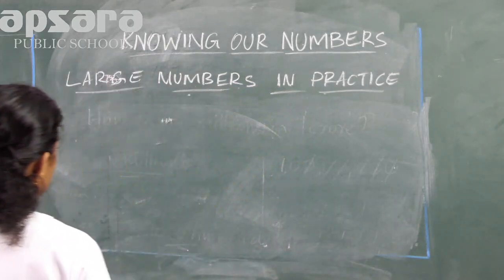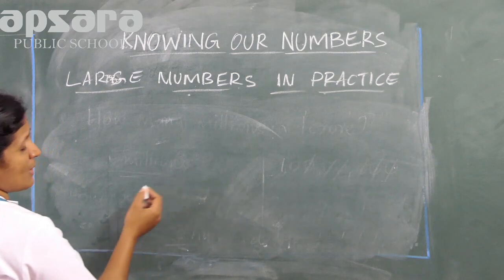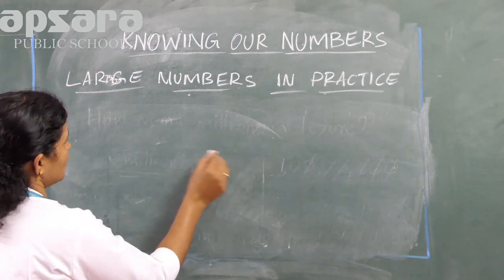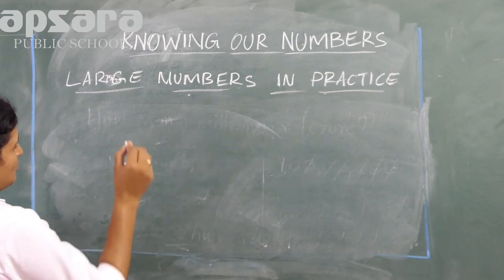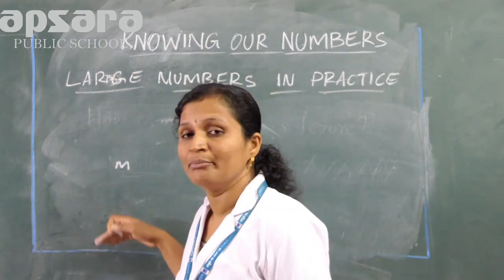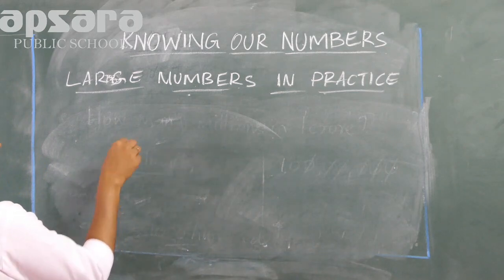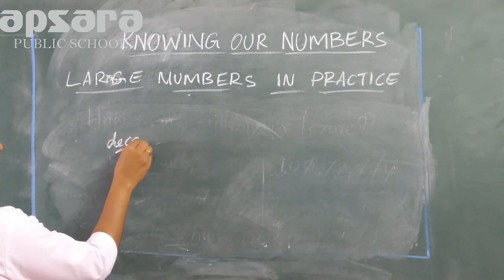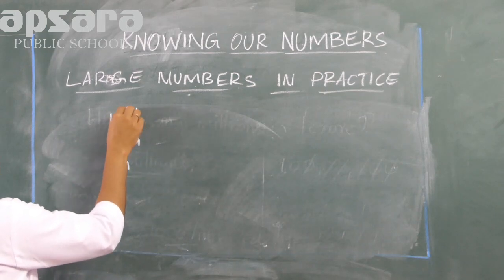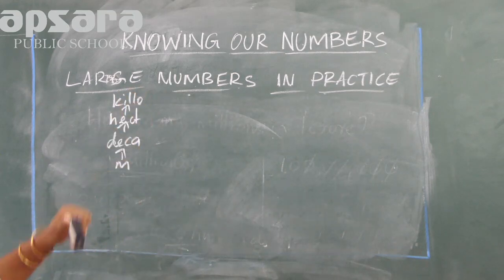So first of all, we check the basic unit. For length, the basic unit for measuring length is the meter. And with the basic unit meter, there are upper units and lower units of a meter. First we check the upper units of meter: decameter and hectometer. Next, kilometer. So these are the upper units of a meter.